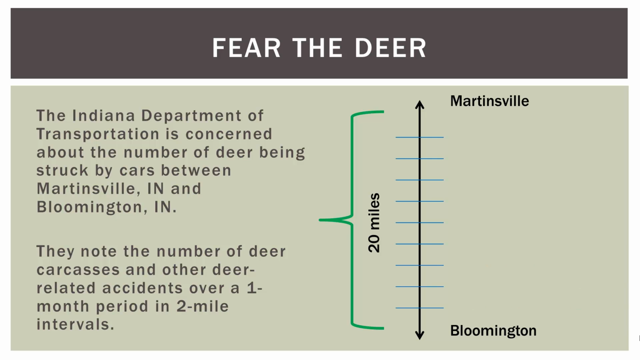So they take that road and they divide it into 2-mile sections. So 10 2-mile intervals. And of course, what they're going to do is keep track of the number of deer incidents, whether it's a deer that's struck and killed or just a deer that hits a car, but keeps on going, and the police are called nonetheless. So they're going to keep track of all those incidents, but they're going to group them in these 2-mile intervals.